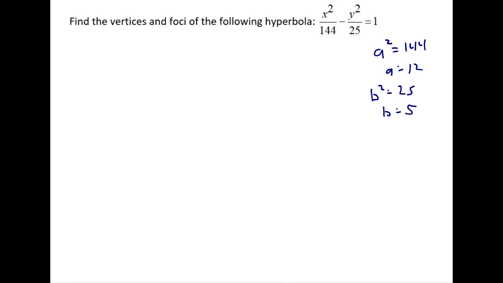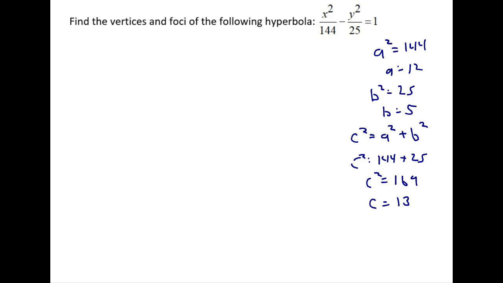Okay? So how about c then? In a hyperbola, the relationship between a, b, and c is c squared is equal to a squared plus b squared. Now remember, this is different than for an ellipse. So here we get c squared is equal to 144 plus 25, which equals 169. So c is going to be the square root of 169, which is 13. Now don't forget, a is the distance from the center to each vertex, and c is the distance from the center to each focus.